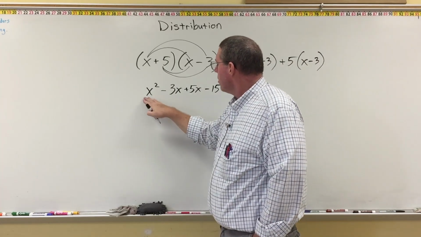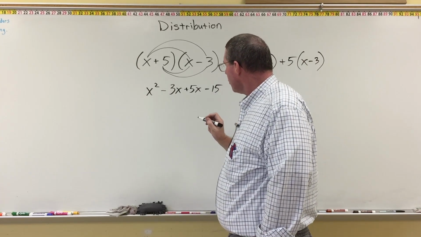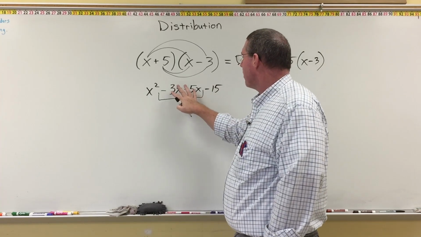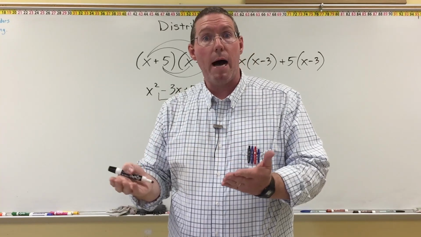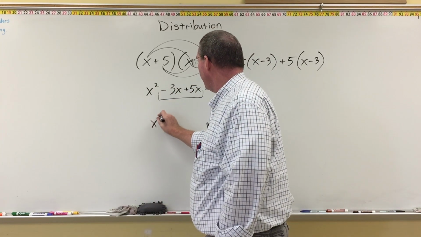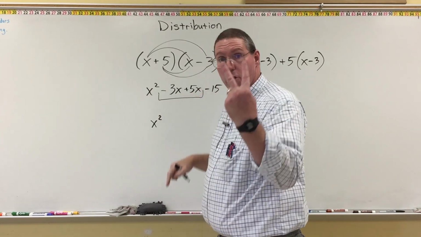Now, if we look at this distribution here, this expression, you can see that negative 3x and plus 5x, those are like terms. Therefore, they can be combined. And so, there is no other x squared, so we're just going to bring that down. Negative 3 plus 5 is 2.